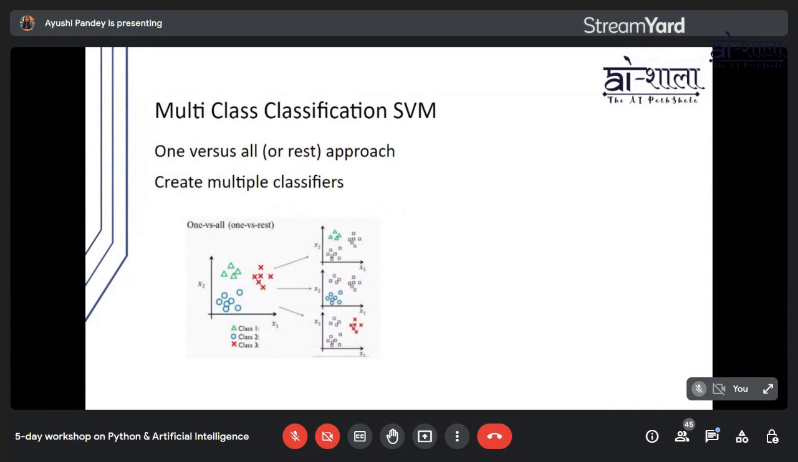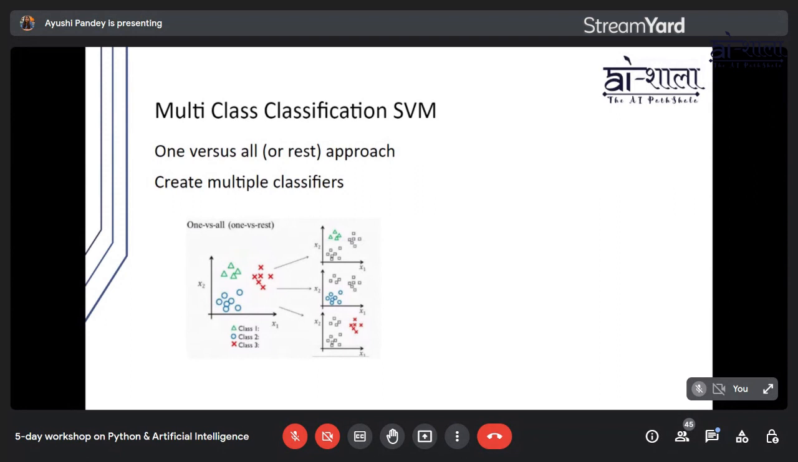So what if our problem is multi-class? We were dealing with two-class binary classification. What if our problem is multi-class? So what happens in SVM if we have a multi-class problem? It is one versus rest. It will take this as one class and these two as a different class. Then it will run taking this as one class and these two as a different class. Then it will take this as one class and these two as one class. So this is how multi-class classification happens in SVM.